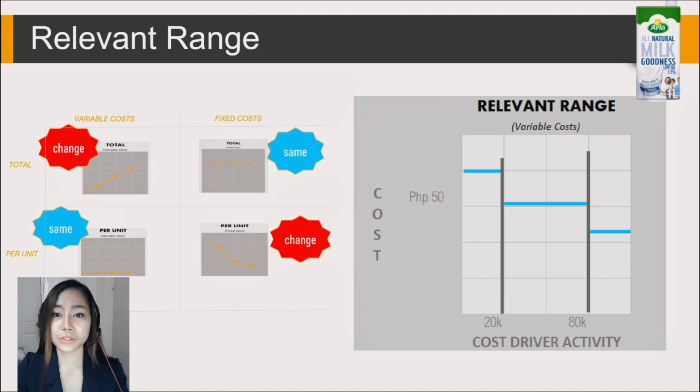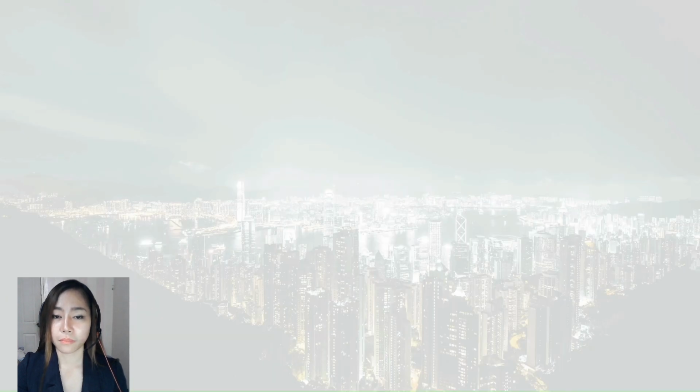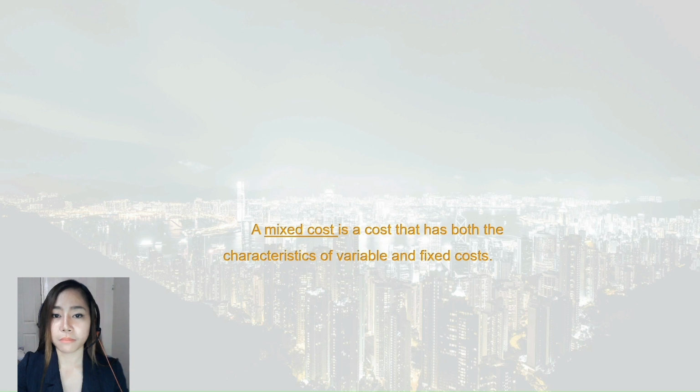So it's good to know this concept because when we actually look at cost functions to project cost, these cost functions will be created using a certain relevant range, and we won't be able to project cost outside of the relevant range because we'll have only created this cost function using the data within the relevant range. And that's the fixed and variable cost. Now let's learn about mixed cost.